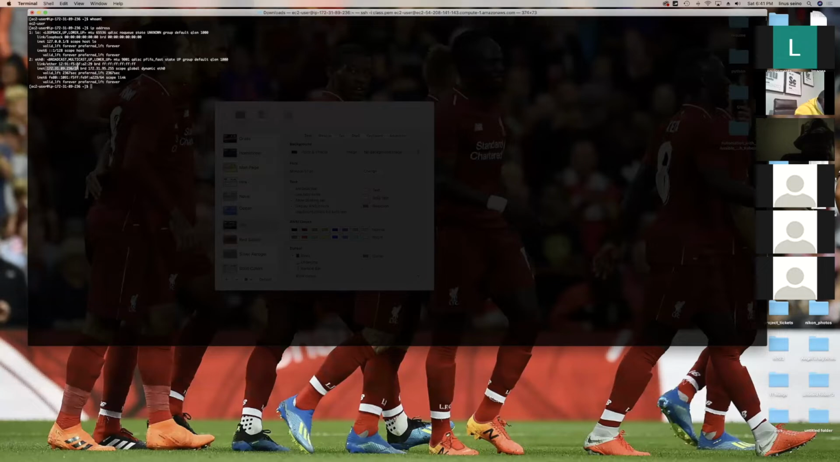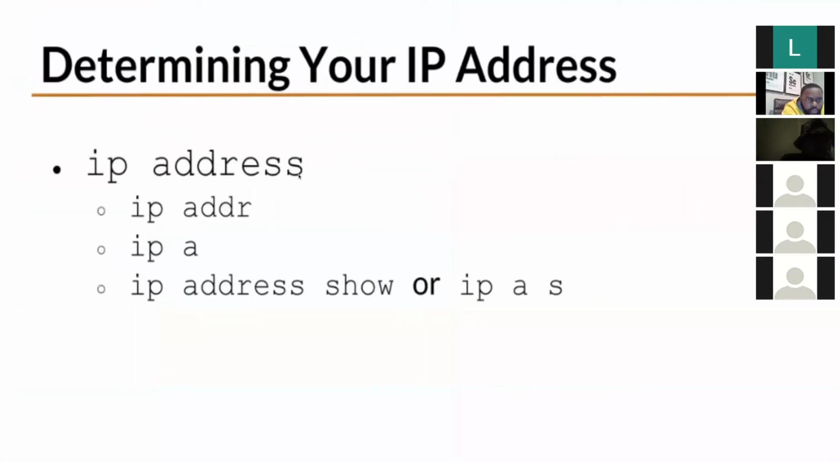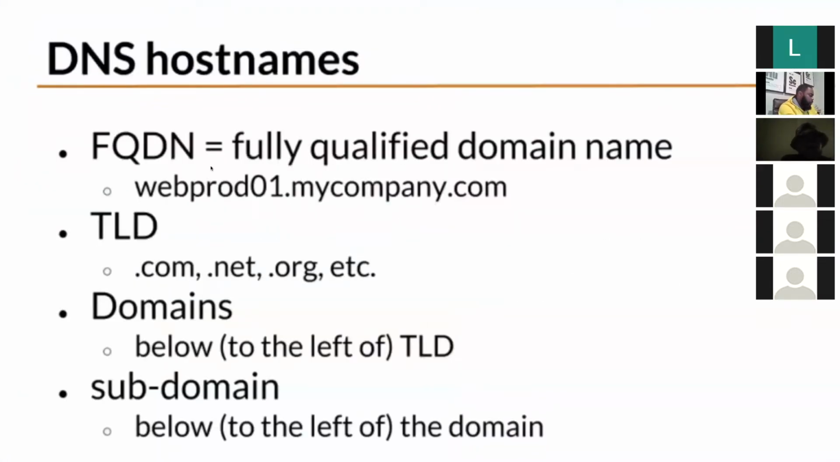So whenever you're confused and you want to see the IP address of a machine, just type ip address and it'll show you all the information. So you can do this for any system, right? So that's a small trick to just see your IP address.